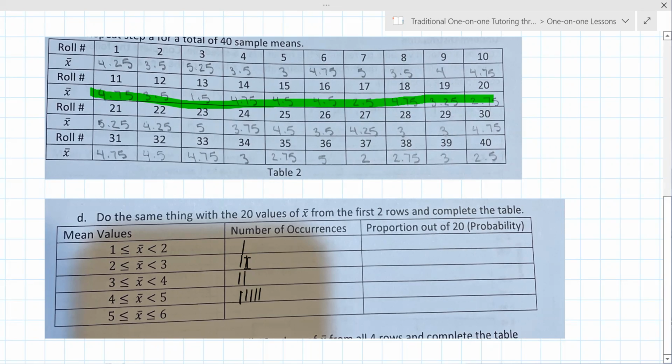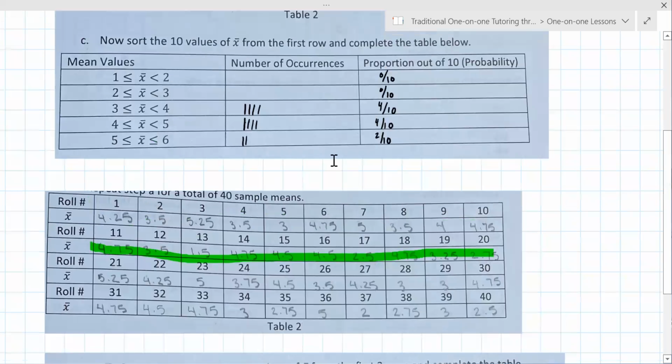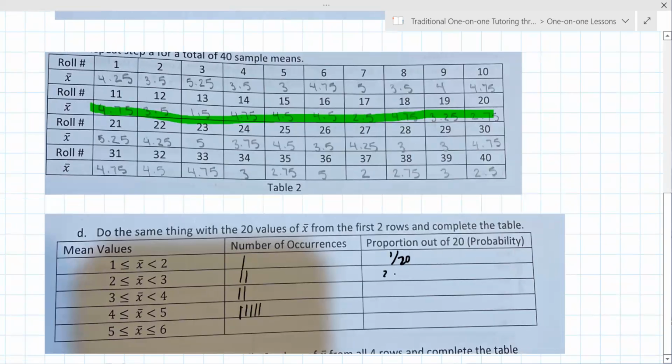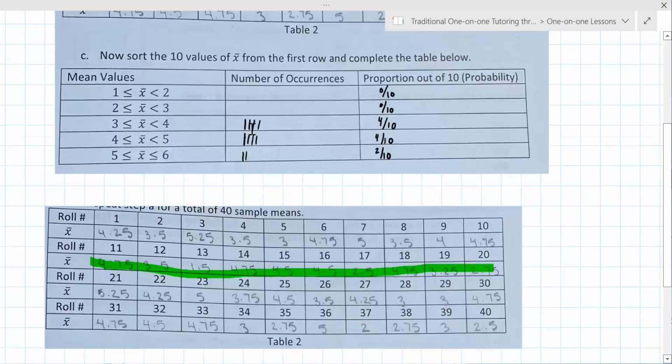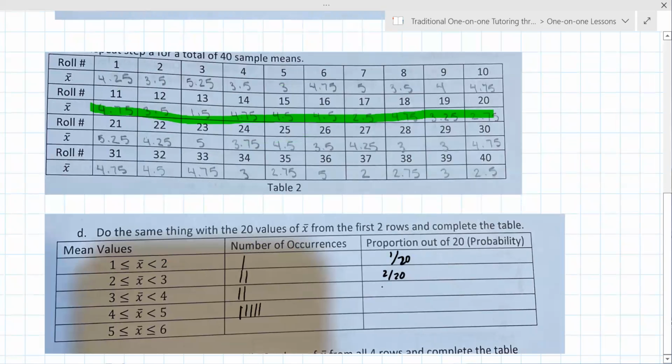Oh, we have to do the same thing with 20 values, for the first 2 rows. Okay, I'm so sorry. So we need to add to whatever we did in the first row. Well, we didn't have any in the first one. So if we go back up here, you didn't have any here. The second one, it's 2 out of 20. And then this 2 would go with this 4. So it'd be 6 out of 20.